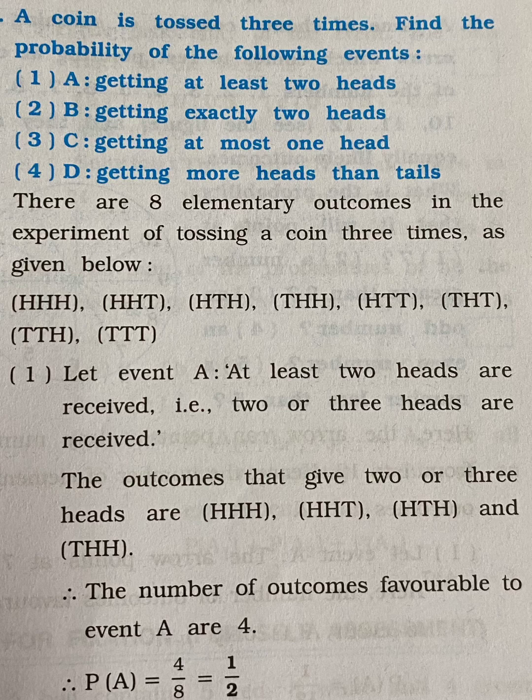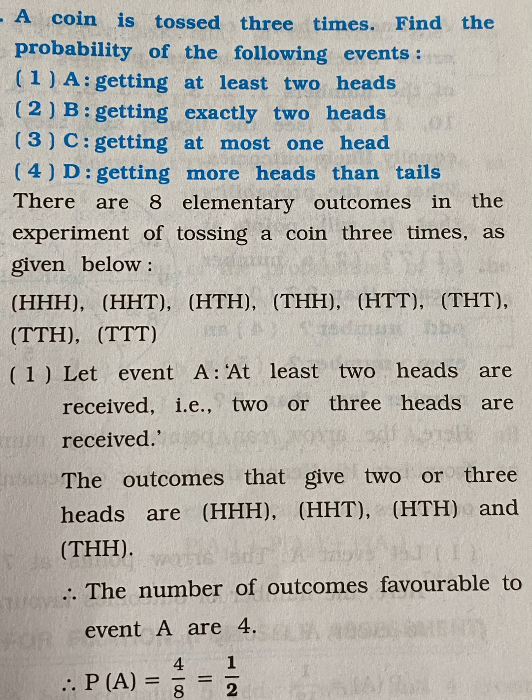In such questions, for finding the outcomes, you have to see how many times the coin is tossed. It is tossed 3 times. So the number of outcomes will be 2 raised to 3, that is equal to 8. If it is tossed 2 times, then the number of outcomes will be 2 raised to 2, that is equal to 4. This you have to keep in mind while solving this kind of sums. So here the outcomes are HHH, HHT, HTH, THH, HTT, THT, TTH and TTT.